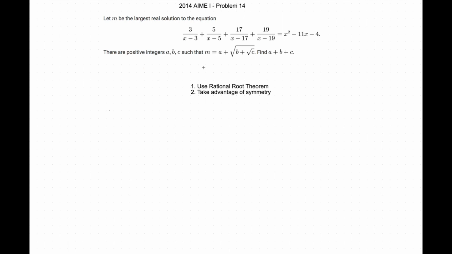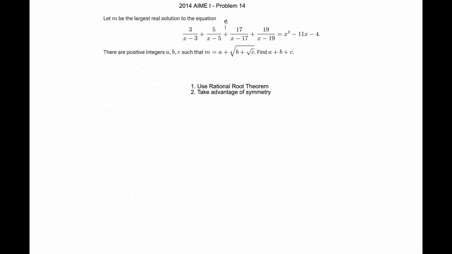So now we should try to search if there's any symmetry within this equation. And something I noticed is that 3 and 5 are 2 apart, but so are 17 and 19. And 19 and 3, those add up to 22, but 5 and 17 also add up to 22. So there seems to be some symmetry around 11, and there's a coefficient of negative 11 on this side, so that gives us even more reason that there could be some symmetry around 11 with this polynomial. So we should try to make a clever substitution to take advantage of the symmetry.